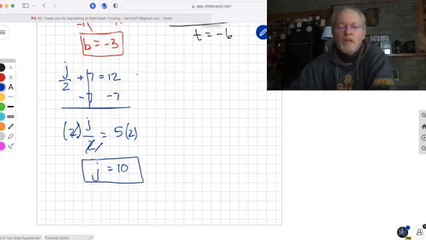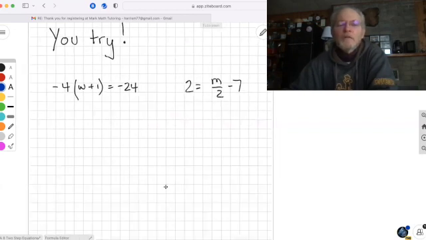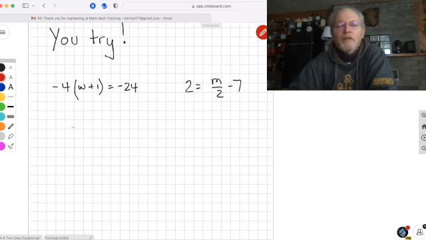And we can go back and check that. 10 divided by 2 is 5, plus 7 is 12. So that would check. Okay, you try. Pause the video, and then we'll work these through together. So first one, we'll work this both ways with using the distributive property or the simpler way, and you decide what's easier. I'm going to start with the simpler way.